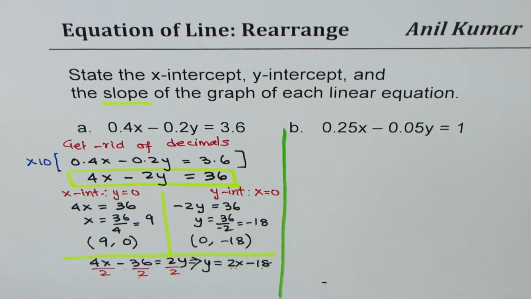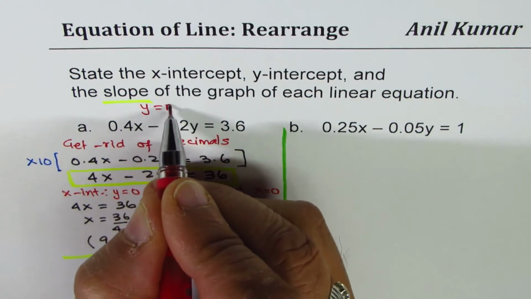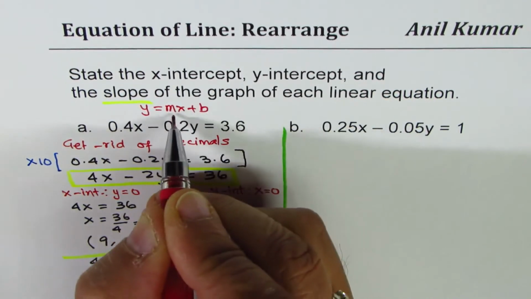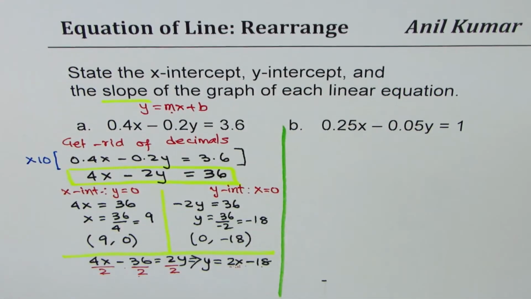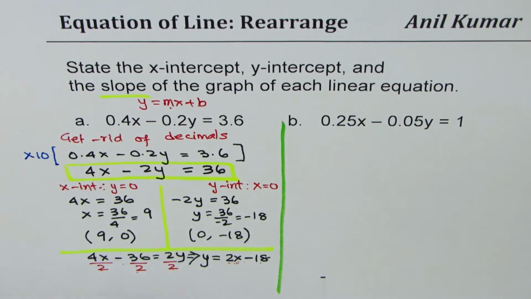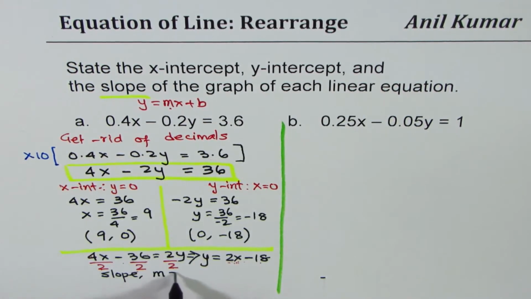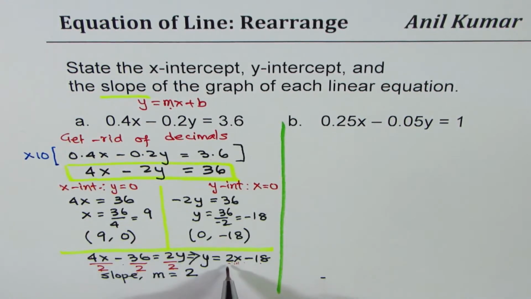You get an idea. From here, we can read what slope is. Slope is coefficient of x. So we have to write equation as y equals mx plus b, where m is the slope, right? So here, let me write down slope now. So we have slope m equals 2. Perfect. Which is this value? Which is this value? So that is how these things are related.